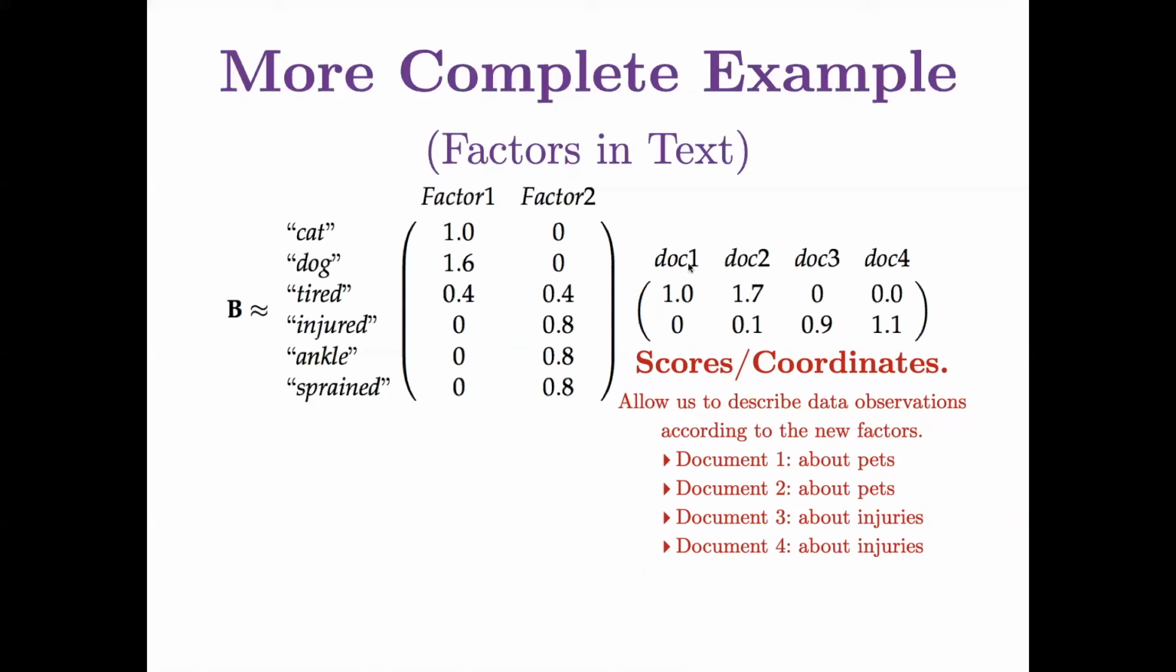So for document 1, it seems very clearly about factor 1. Document 2 is really mostly about factor 1, mostly about pets. And documents 3 and 4 are also very clearly about the second factor, which was injuries. And so we were able to pull out all that information about our documents just from this matrix factorization.